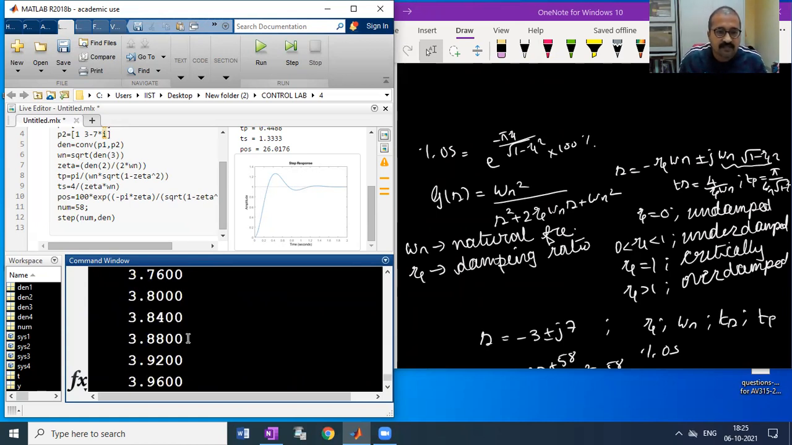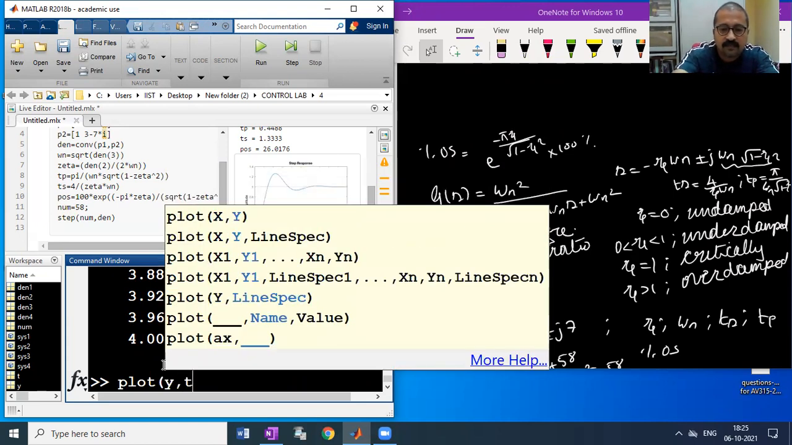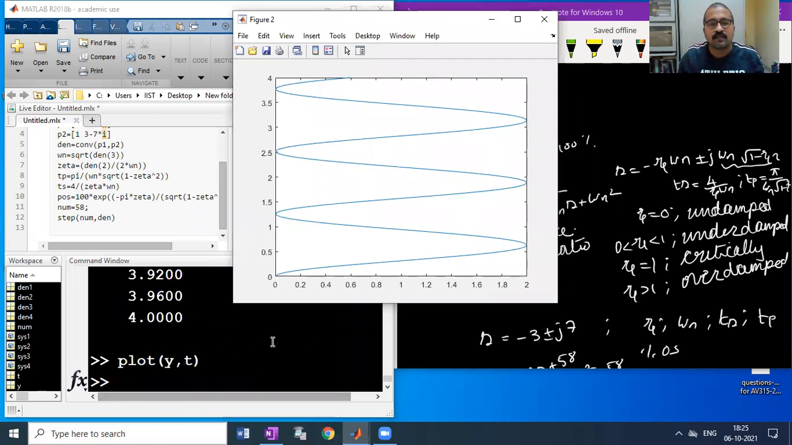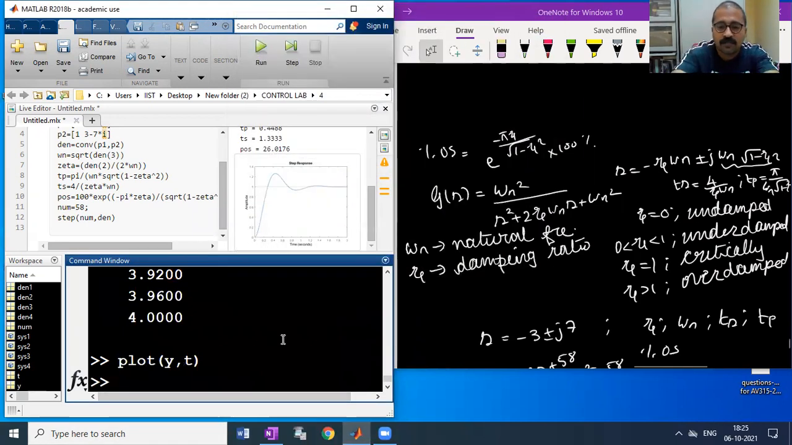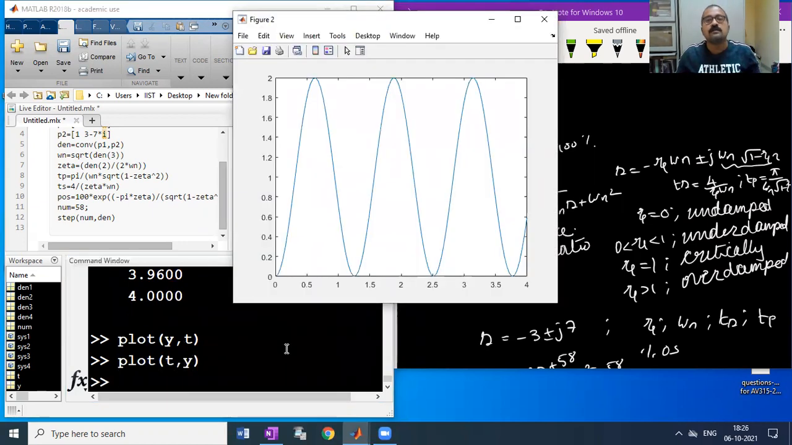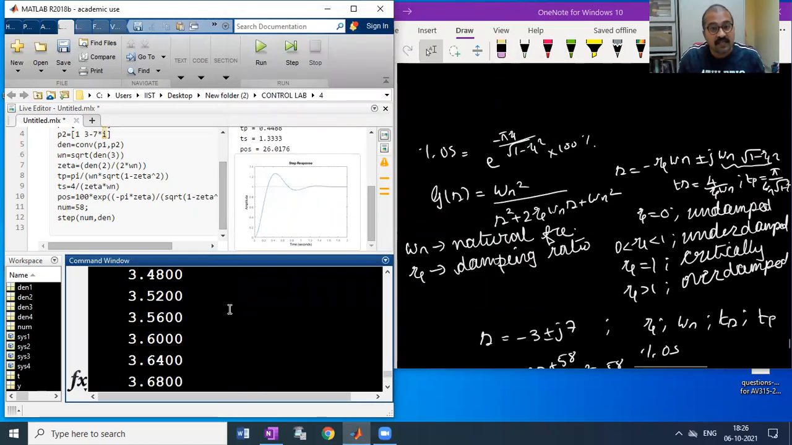You can see here, what is t here? It is increasing. Now we need to make use of the command plot. Plot x comma y. So t is the x coordinate, so plot t comma y. So you will get the step response. So whenever you use left side arguments, instead of getting a plot, you will get the data points only. That you should remember.